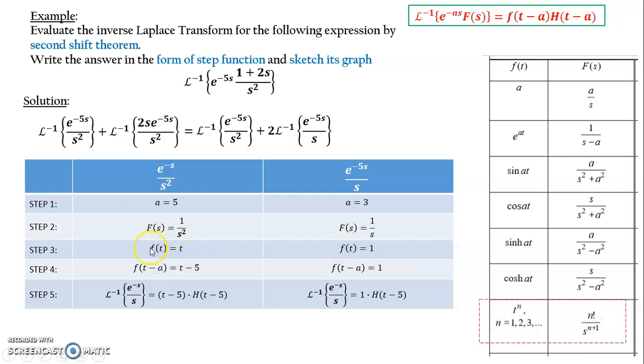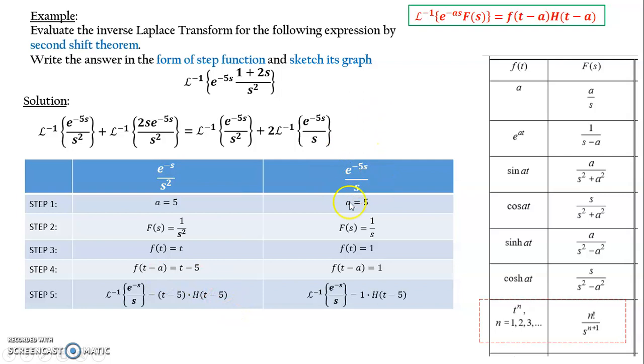From f(t) you need to rewrite it as f(t minus a), so you have t minus 5 because a is equal to 5. Once you have this, you can just use the formula straight away. The inverse Laplace transform of this function is equal to f(t minus a) h(t minus a), so f(t minus a) is (t minus 5) times h(t minus 5). Next, we go to the next function.